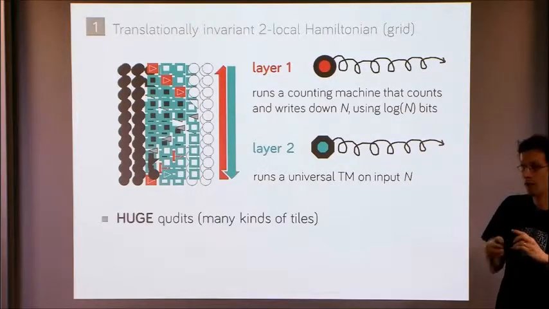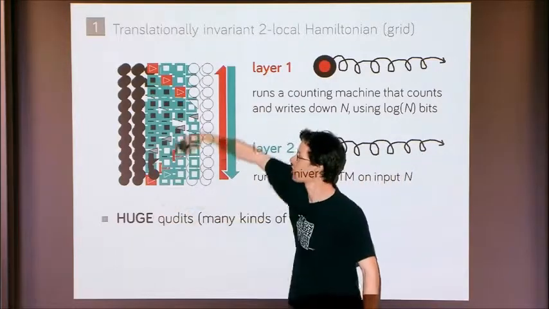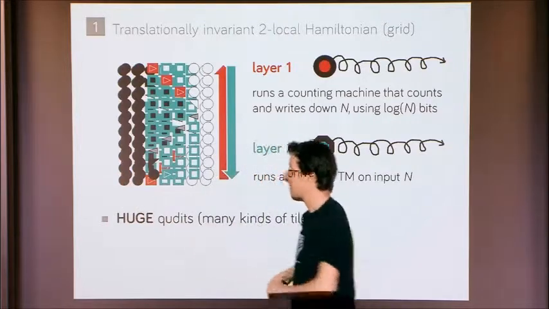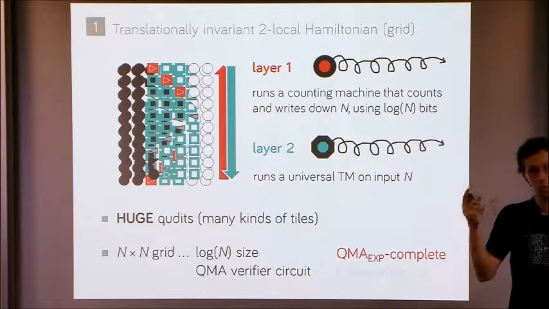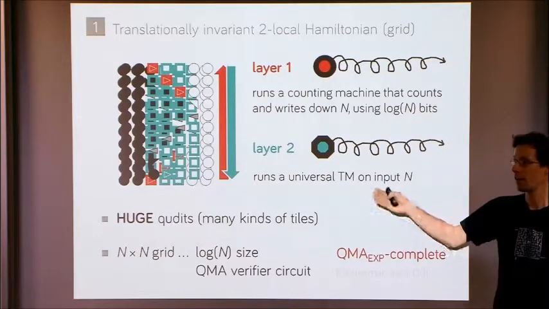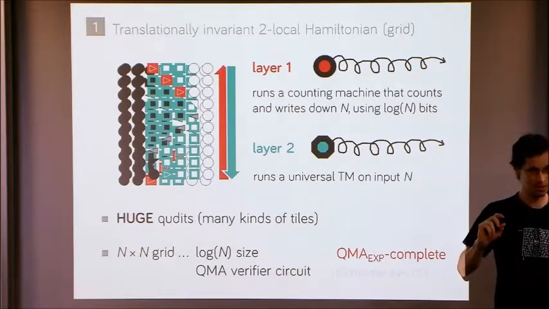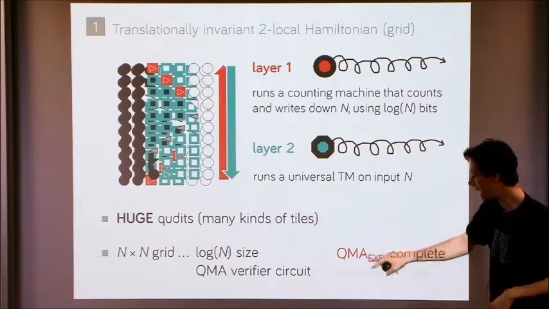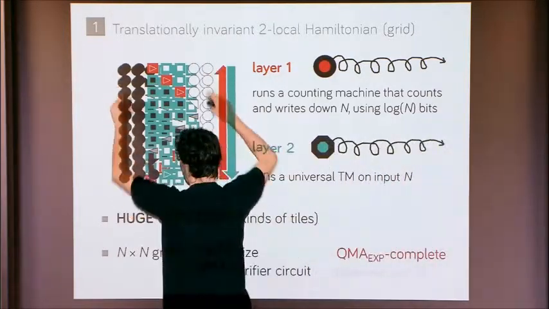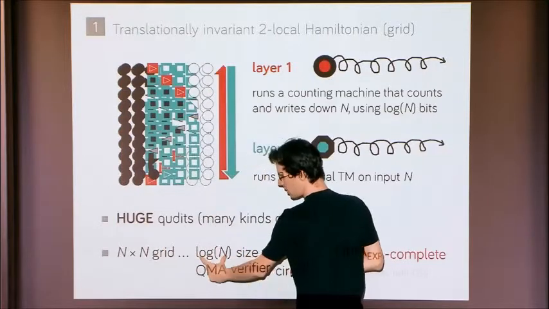But this really needs huge qudits because there are two layers and many possible states, and this number is multiplied there. And then what's also important there is that when we say that translation invariant Hamiltonians are QMA complete, it's not that simple. It is that they are QMA_EXP complete. So you've got an n times n grid, then you can run a computation of size log n.